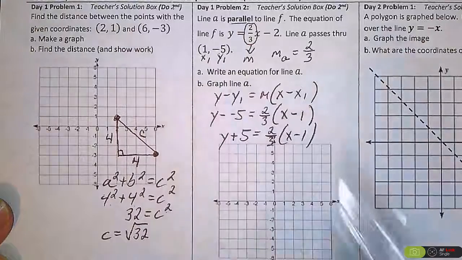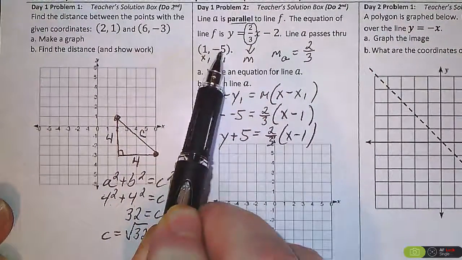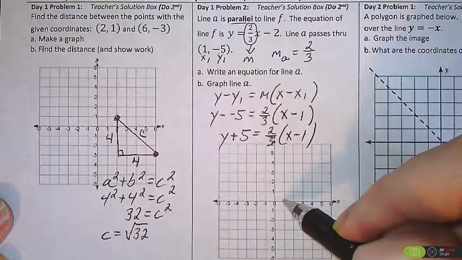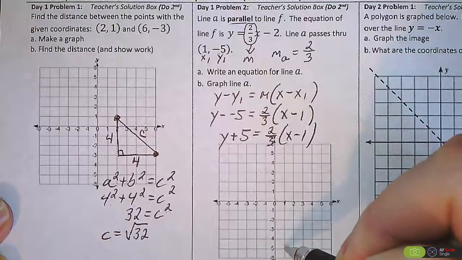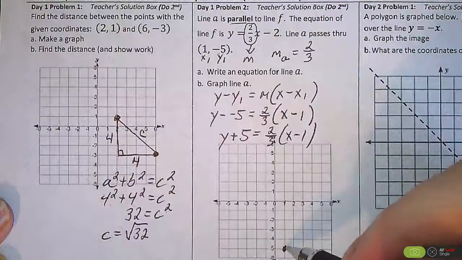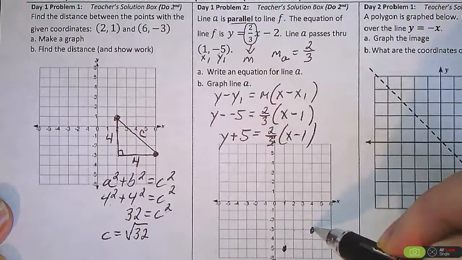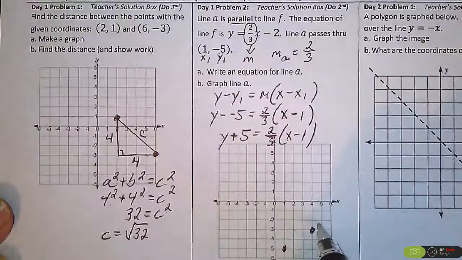Now in question B, we're asked to graph the line. We know a point on the line. It's 1, -5. So over 1 and then down to -5. There's the dot. And we know the slope of line A is 2/3. Rise 2 and run 3. There's another dot on line A. Connect these together and we'll have graphed the line.